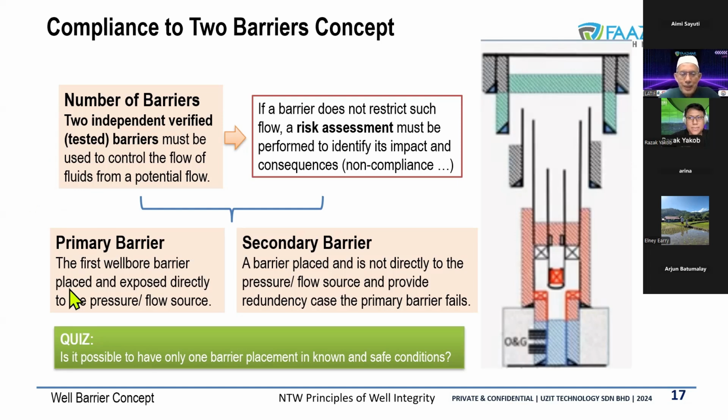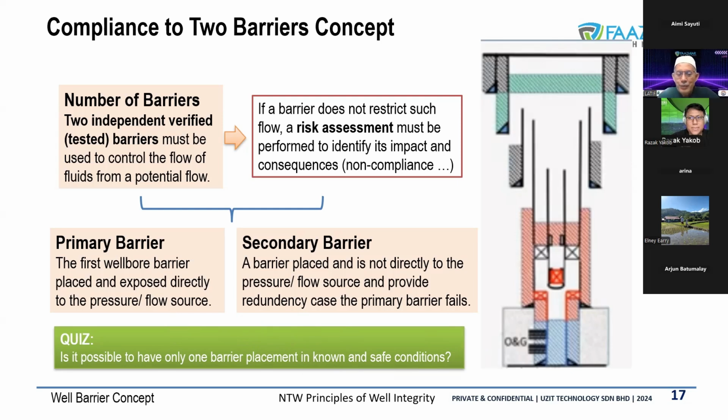Okay, I have a quiz here. Is it possible to have one barrier placement in a known and safe condition? The question is, can we have only one barrier if we are very familiar with the area and it's a safe condition? So what is the expected answer?